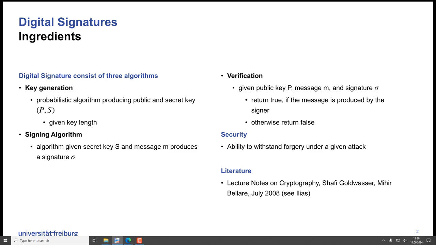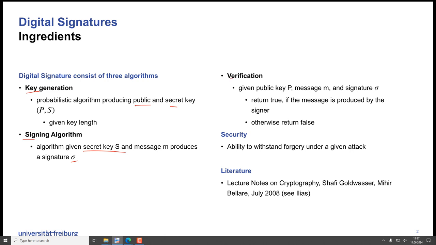So what we need, compared to asymmetric cryptography, we have something completely different here. But we still can reuse a lot of things. So first of all, we need keys. Digital signatures have a public and a secret key. Then we need a signing algorithm. The signing algorithm is something that the person who is producing the digital signature does. So here we use the secret key and produce a signature sigma.